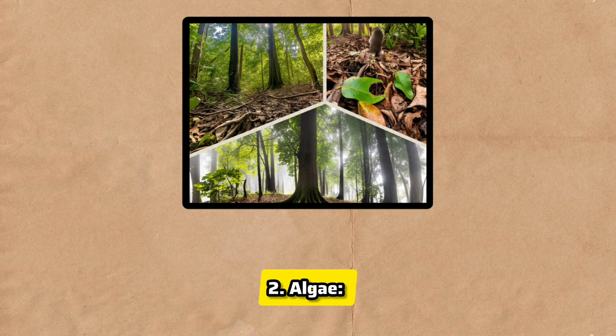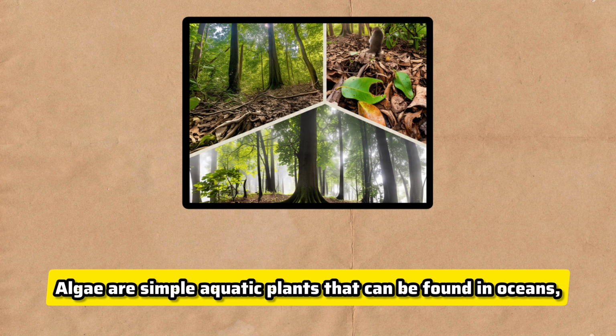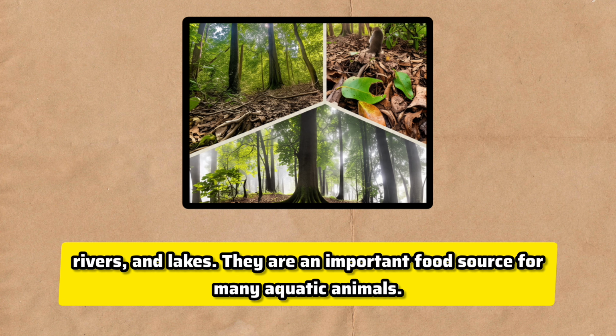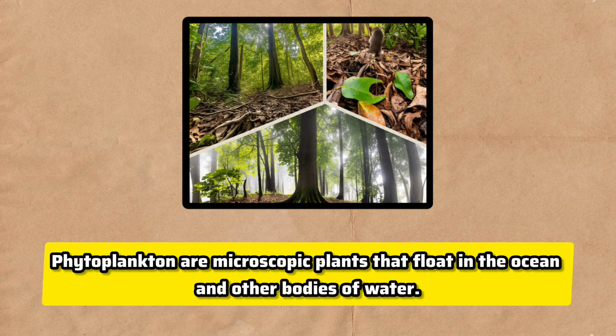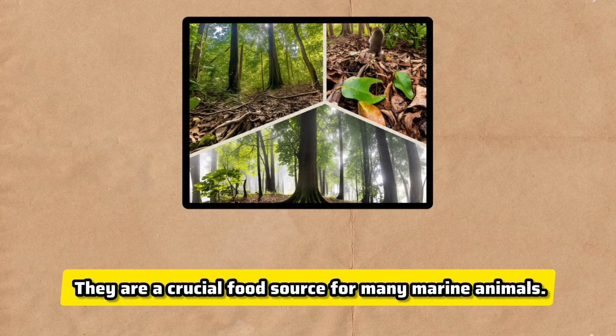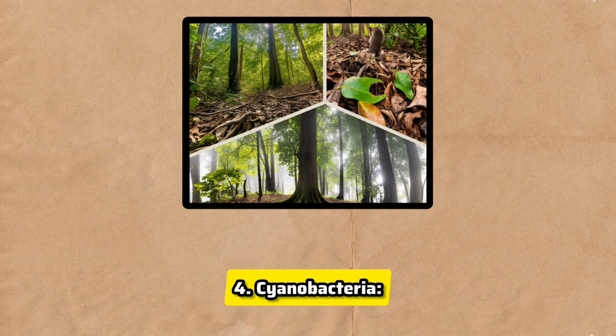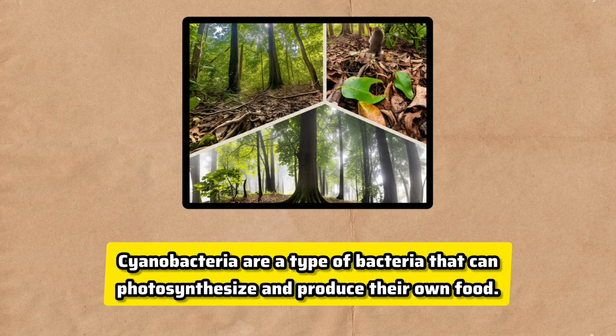2. Algae. Algae are simple aquatic plants that can be found in oceans, rivers, and lakes. They are an important food source for many aquatic animals. 3. Phytoplankton. Phytoplankton are microscopic plants that float in the ocean and other bodies of water. They are a crucial food source for many marine animals. 4. Cyanobacteria. Cyanobacteria are a type of bacteria that can photosynthesize and produce their own food.